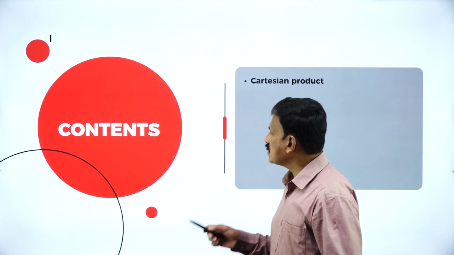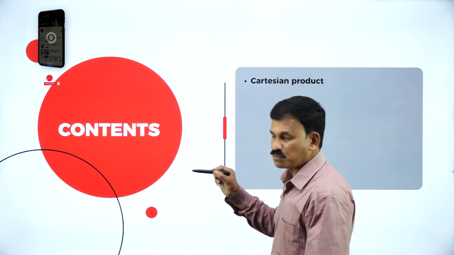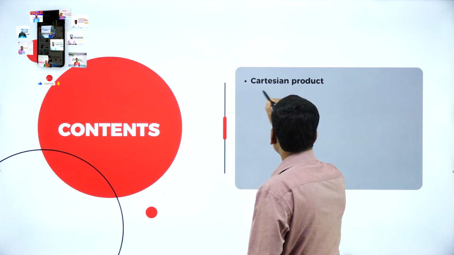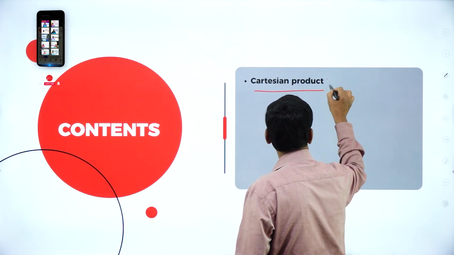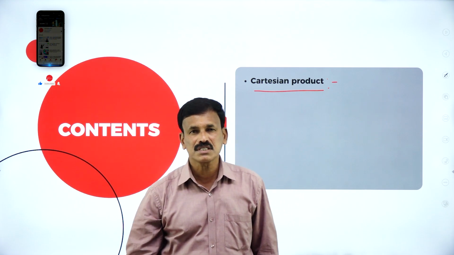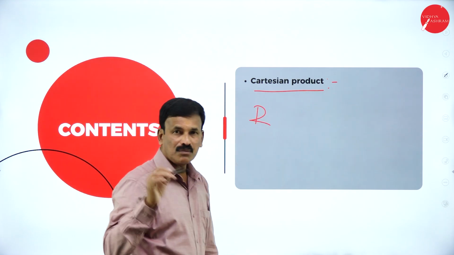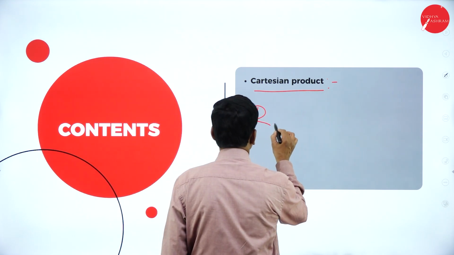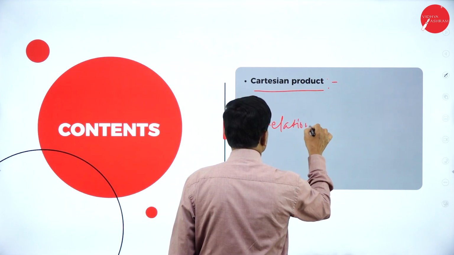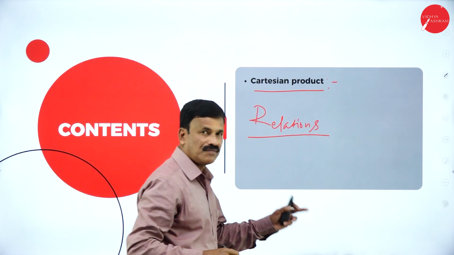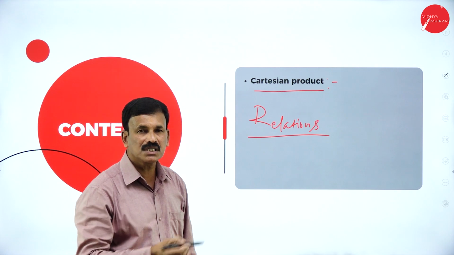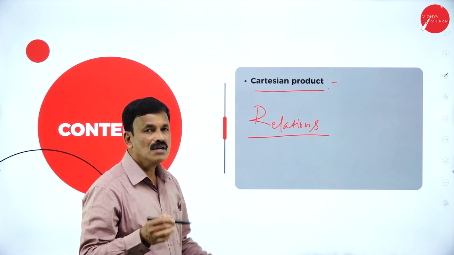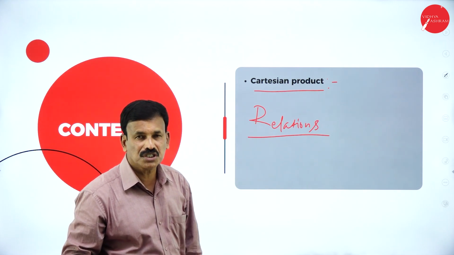Now let me discuss the first part of the chapter, that is relations. For that, the very important concept is the Cartesian product. Here in this session, on relations, we will cover the definition of a relation, types of relations, and problems related to relations. For that, let us first know the Cartesian product.